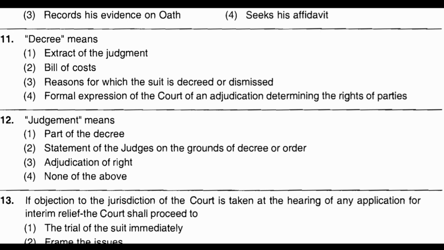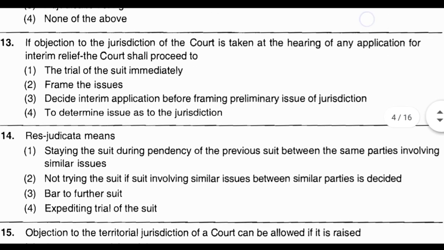Now question number 12. Judgment means, option number 1, part of a decree. Option number 2, statement of judges on the grounds of decree or order. Option number 3, adjudication of right. Option number 4, none of the above. And the correct answer is option number 2, that is statement of the judges on the ground of decree or order.